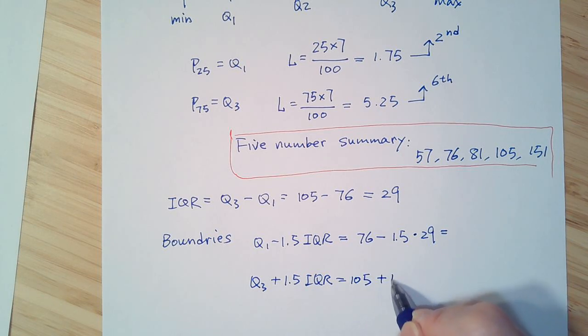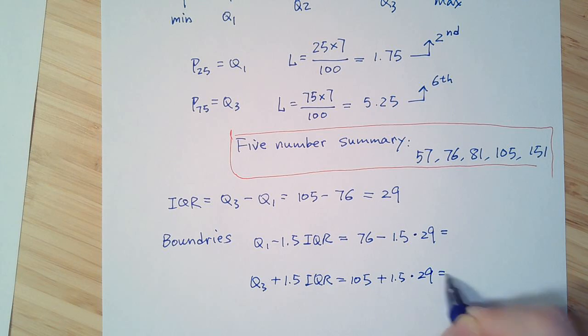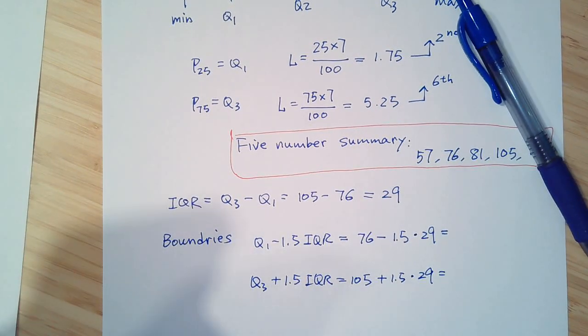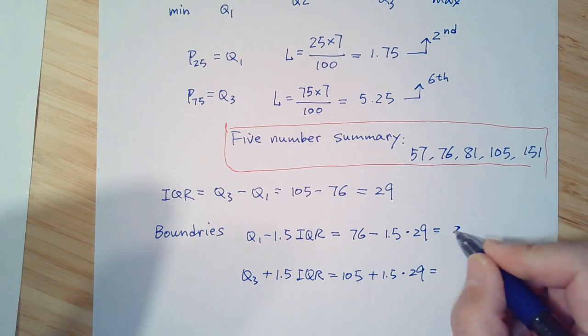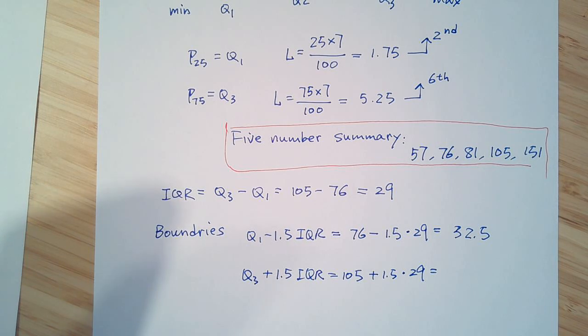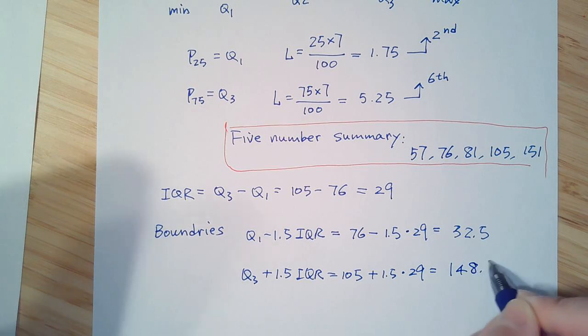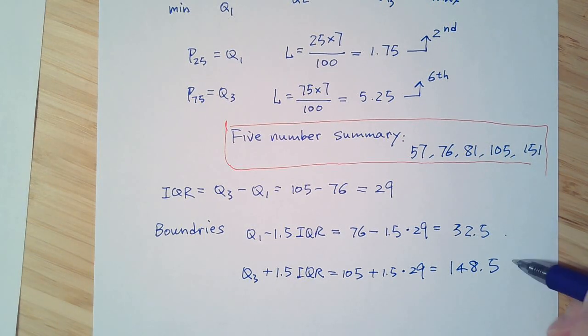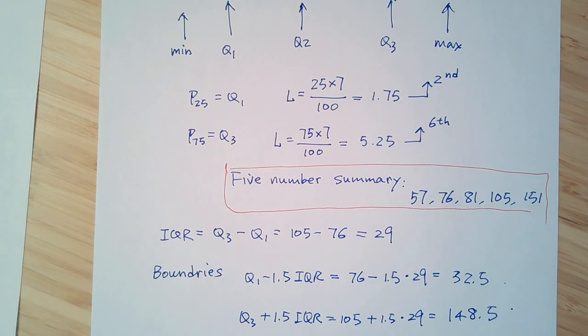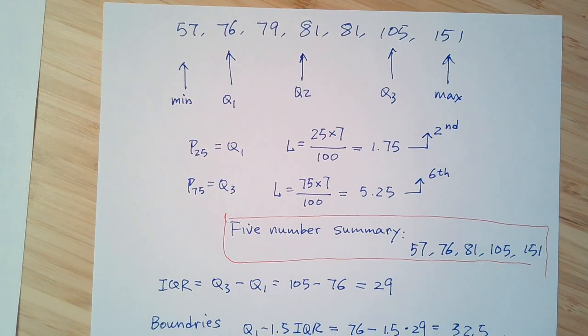And then we're going to use a calculator to find it. I do 1.5 times 29, which is 43.5. So 76 minus that, I got 32.5. And the other one, 1.5 times 29 plus 105, I get 148.5. I have the lower boundary, I have the upper boundary. Now, I don't have enough space to show you. Remember this, okay? 32.5, 148.5.